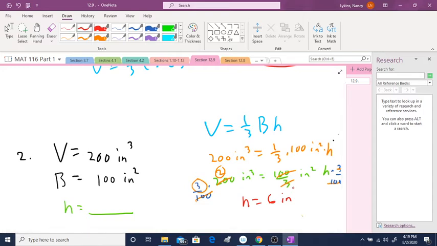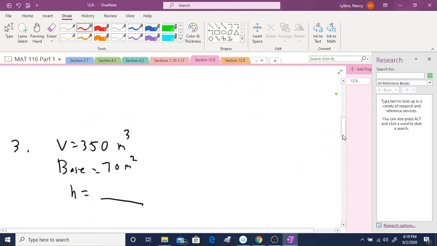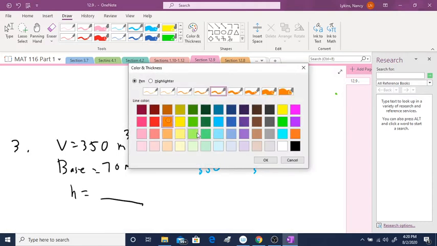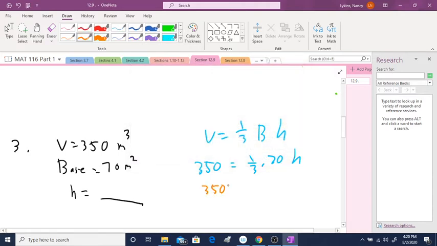Okay, I'm going to let you all practice this next one. Same concept. Volume equals 1/3 base times height. Volume is 350. 1/3 times 70 h. So then this comes out to be 350 equals 70 over 3 h.